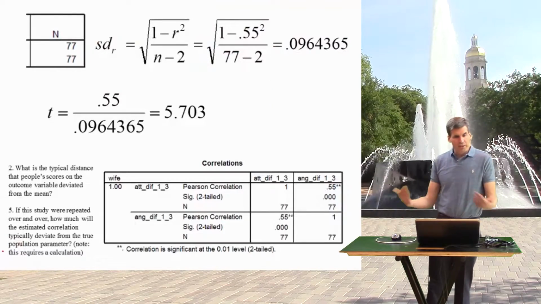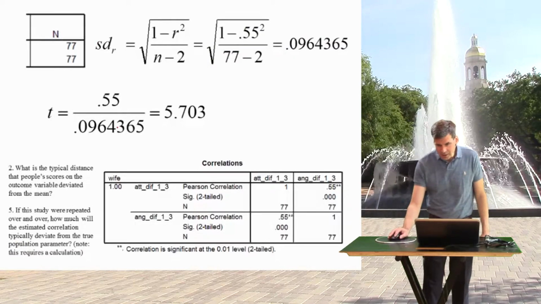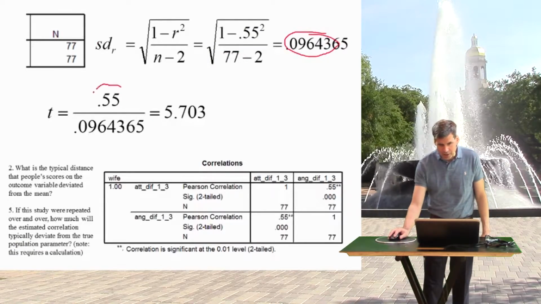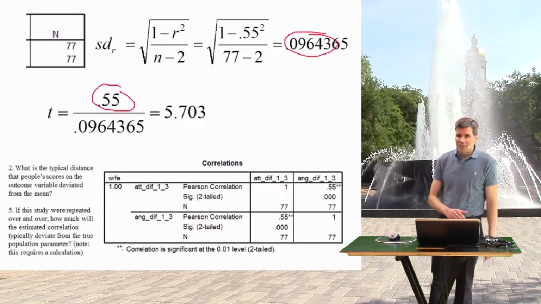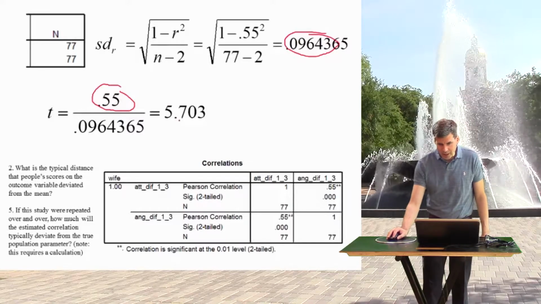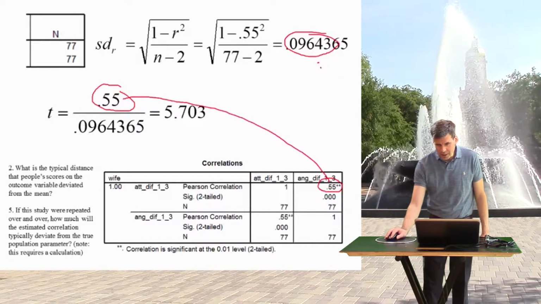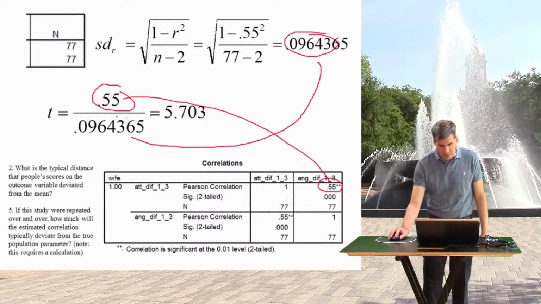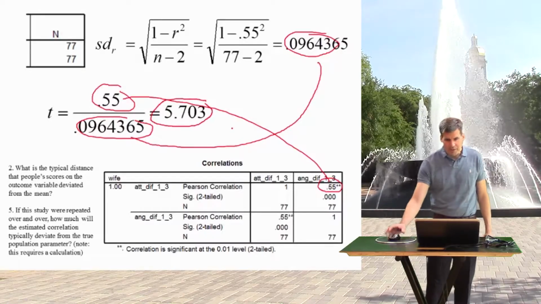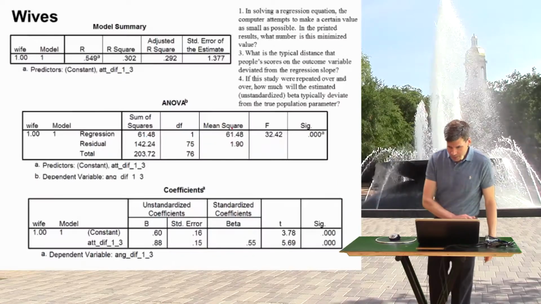And if I asked you to calculate the t-value, you could calculate the t-test from that. We take our correlation and our standard error of the correlation, and a t-value is always a statistic divided by its standard error. So our statistic is 0.55, our standard error was 0.096 and so forth, and plug that in there, and I get a t-value of 5.703. And there's our t-value.